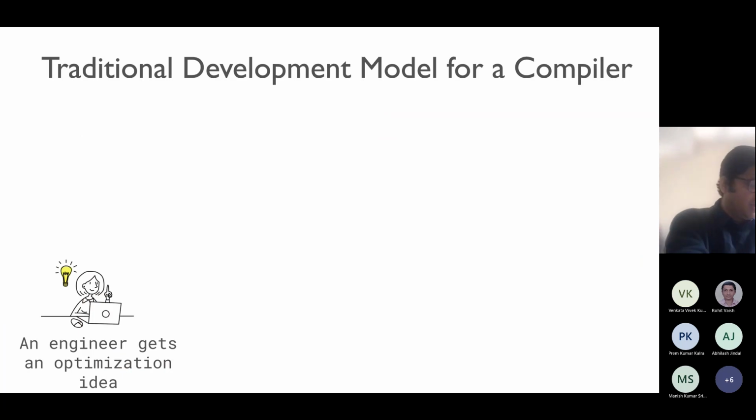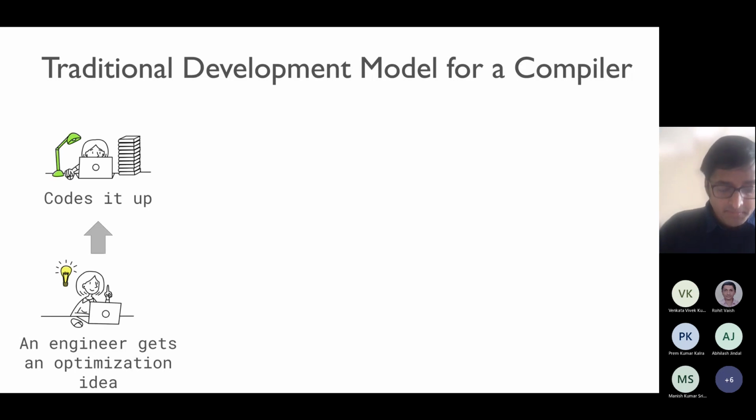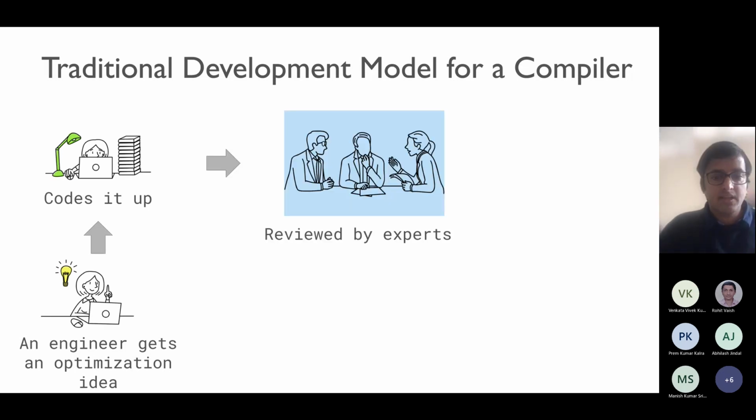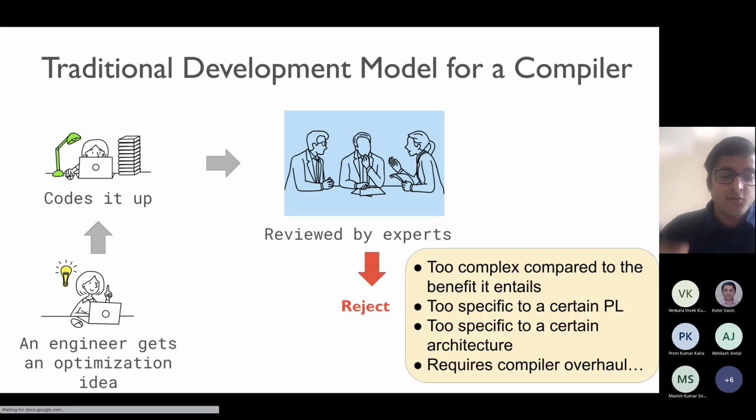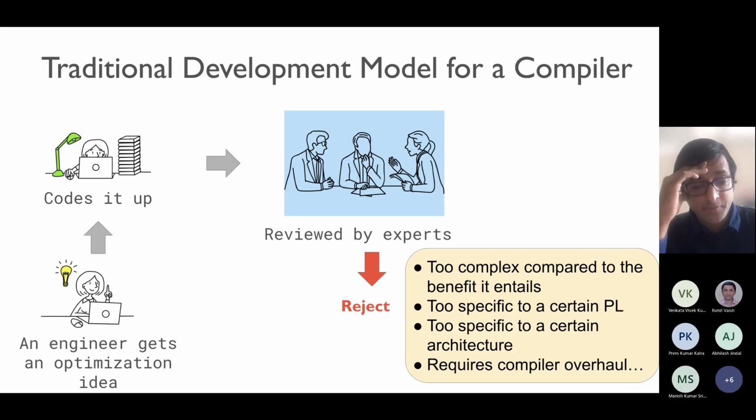Thanks for the question. So let's step back and compare this development model to the traditional development model for a compiler. In the traditional model, an engineer gets an optimization idea. She codes it up, and then it's reviewed by experts, right? Sometimes the proposal is rejected for various reasons, such as the optimization is too complex for the benefits it entails, or it's too specific to a certain programming language or to a certain architecture, or because the optimization requires coordination of a lot of different compiler passes, and that would probably require a complete overhaul of the compiler. It commonly happens, and so on.